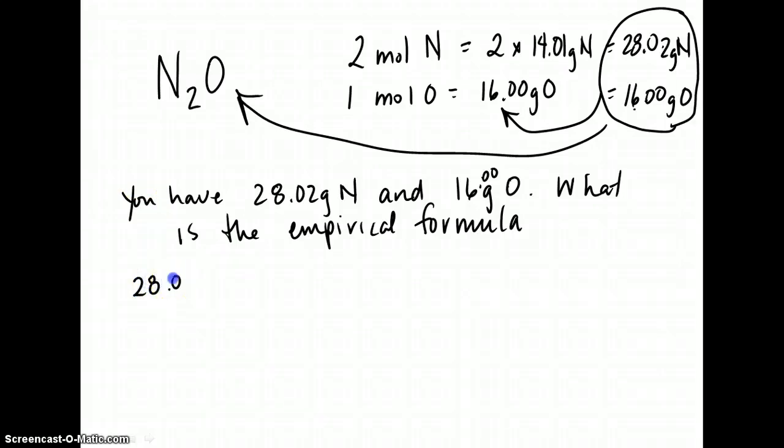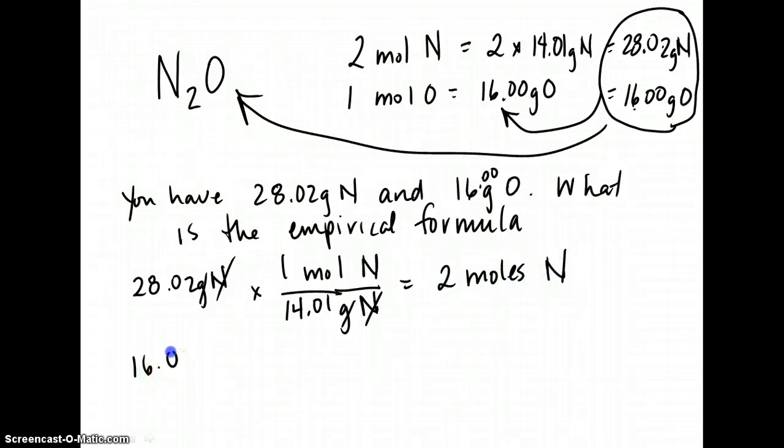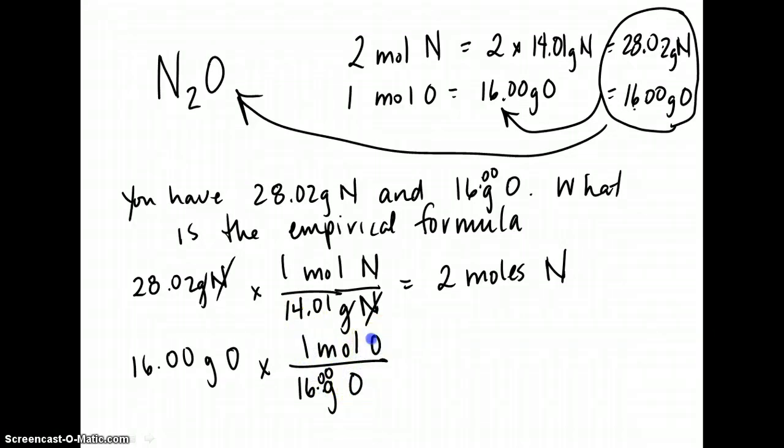So we have 28.02 grams of nitrogen. I need to get it to moles first, so I know what that ratio is. I know that I have 14.01 grams of nitrogen in 1 mole of nitrogen, and that works out, if I cancel out, to be 2 moles nitrogen. And for oxygen, I have 16.00 grams of oxygen. I need to figure out how many moles that is, and that is 16 grams for every 1 mole of oxygen, and that works out to be 1 mole of oxygen. So now I need to write it in my empirical formula.